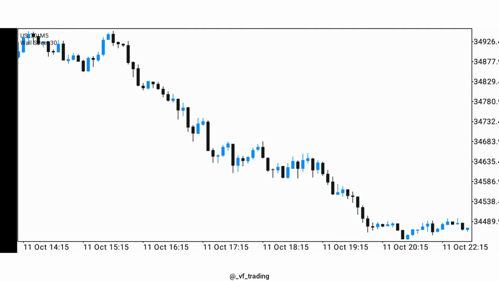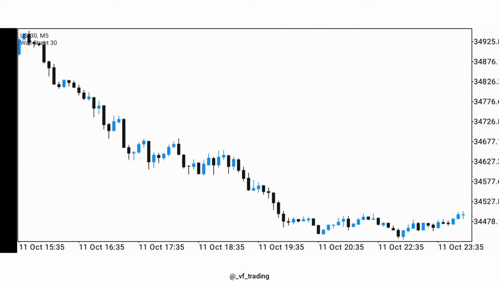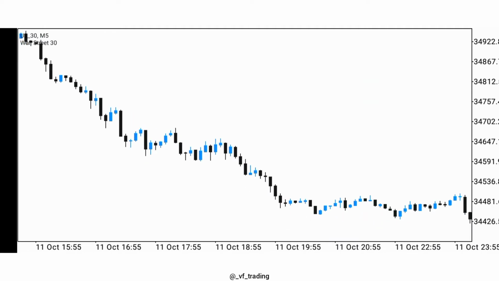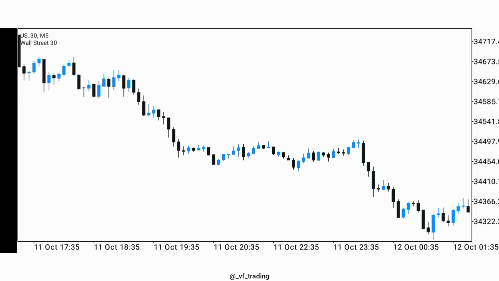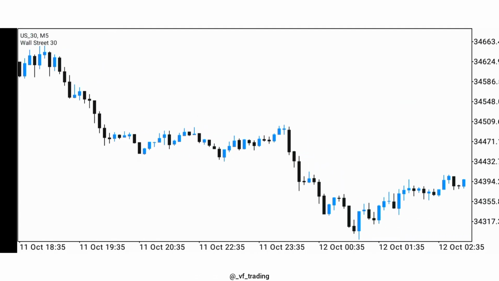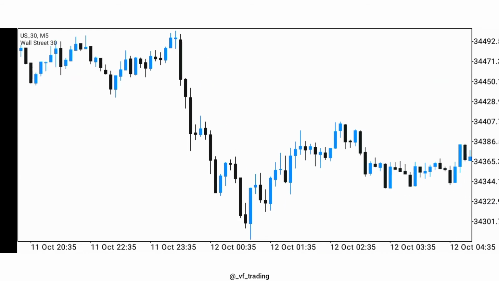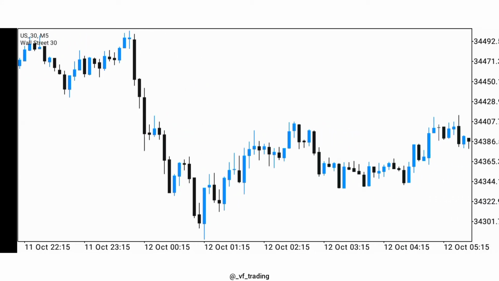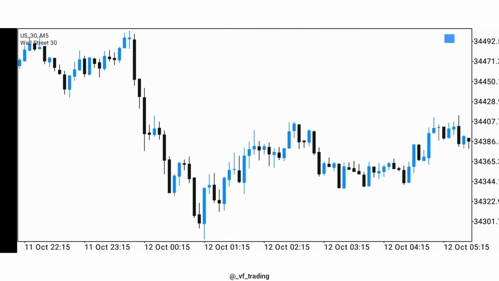For this example, I will be using US 30 on the 5-minute time frame. Engulfing candles happen on all time frames, and the same methods can be used to execute them. Here's an example of a bullish engulfing candle at the bottom of this trend. This here can be your support area.